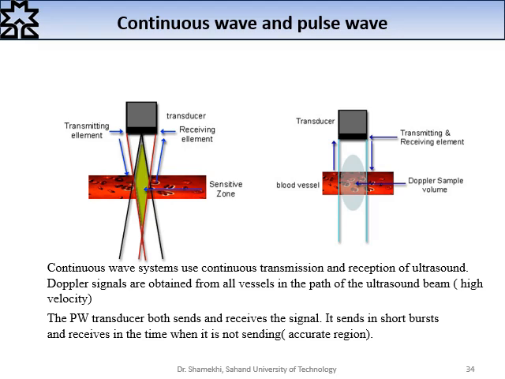In Doppler measuring systems, we have two types of waves, continuous waves and pulse waves. Continuous wave systems use continuous transmission and reception of ultrasound. Doppler signals are obtained from all vessels in the path of the ultrasound beam. A pulse wave transducer both sends and receives the signal. It sends in short bursts and receives in the time when it is not sending.